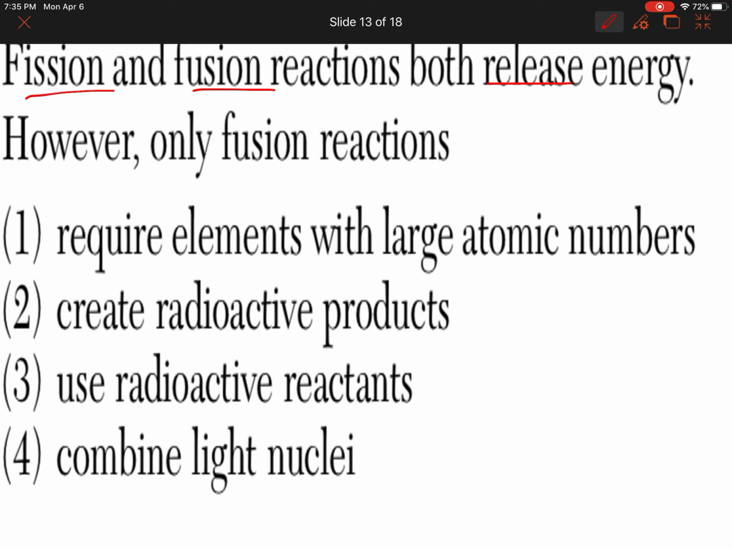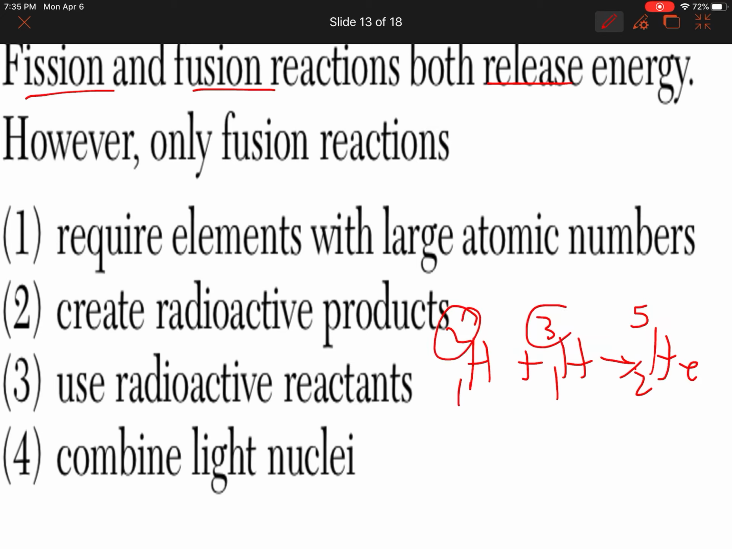All right, we're back. Well, if you remember we saw before, it was hydrogen plus hydrogen gives you helium, right, guys? Hydrogen mass of 2, this could be a 3 or 1, doesn't matter. This is 5, let's just say 1, 1, and 2. So the nuclei over here are pretty light, aren't they? It's not uranium with a mass of 235. There's only 2, mass of 3, mass of 5. So they combine light nuclei, okay? They don't require elements of large atomic numbers.